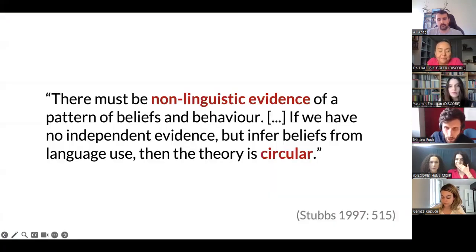Now, as Michael Stubbs back in 1997 put it, there must be non-linguistic evidence of a pattern of beliefs and behavior. If we have no independent evidence, but infer beliefs from language use, then the theory is circular. Note that this comment was a criticism of CDA, and it is interesting to see that it came from a corpus linguist. Now, what I'm arguing here is that more than 25 years on, this issue is still largely valid, and it applies to CADS studies just as much as it does to CDA, because they both rely on linguistic description only.